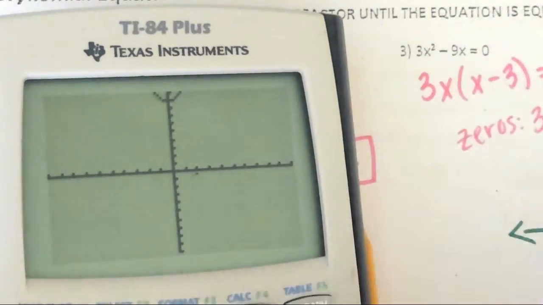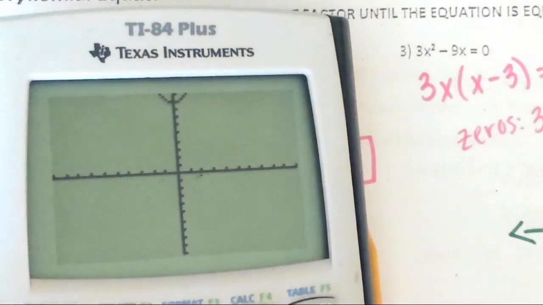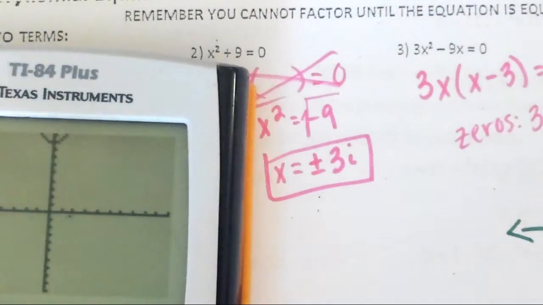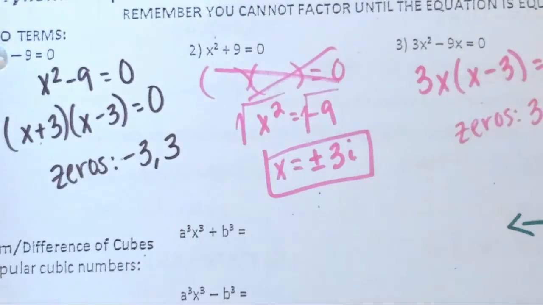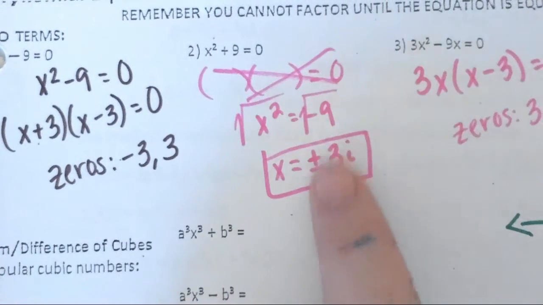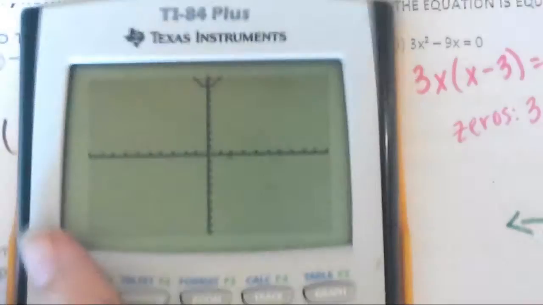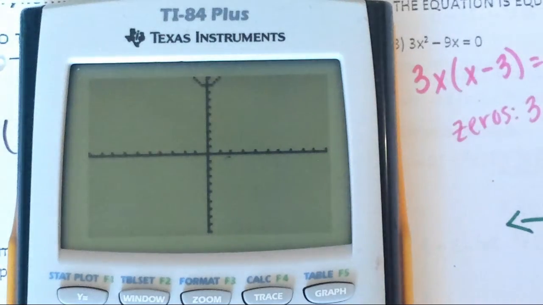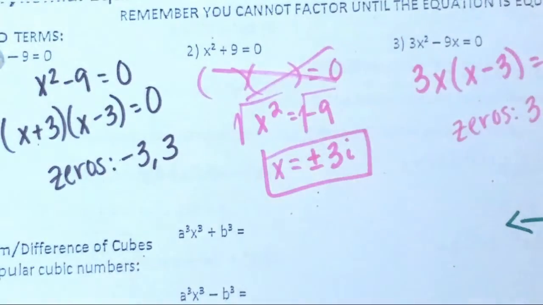Look, it's so sad. It goes really high. It's nowhere near the x-axis. So, you don't have to graph them. But we are supposed to be smart enough to realize if I get an i in my answer, that means I'm not crossing the x-axis. We are supposed to be that smart in life.